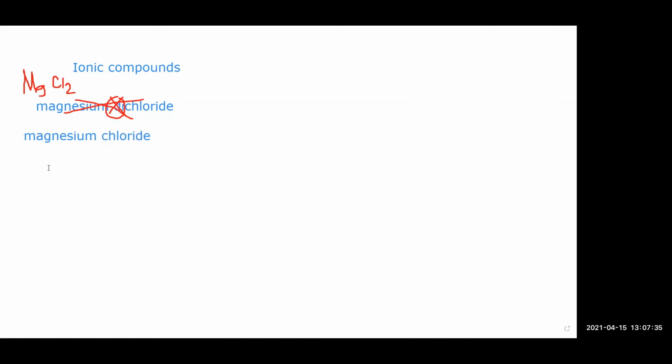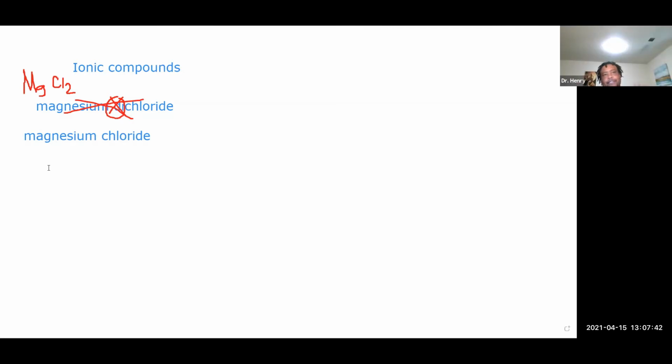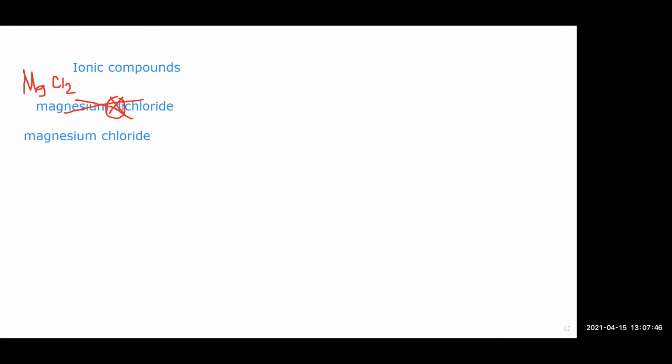Is that correct? Magnesium is not considered to be a transitional metal, right? It's a metal, but not transitional. That is correct. Good job. Virtual high five. High five back to you, Dr. Henry.